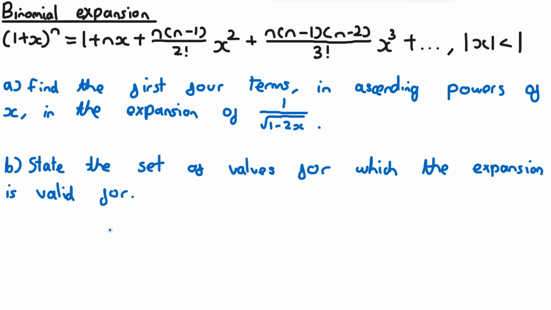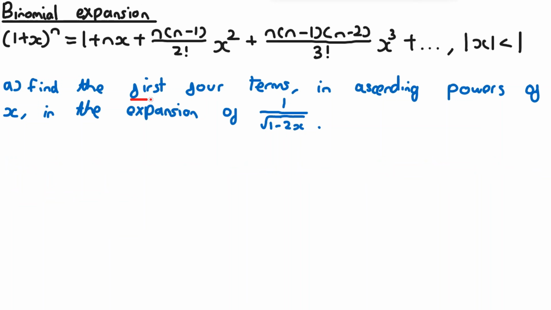So here's another example question where there's a coefficient of x in the expansion. For part A, we need to find the first 4 terms in ascending powers of x in this expansion. As it's the first 4 terms in ascending powers of x, it's going to be this term, this term, this term, and this term. So it's going to go up to x to the power of 3.